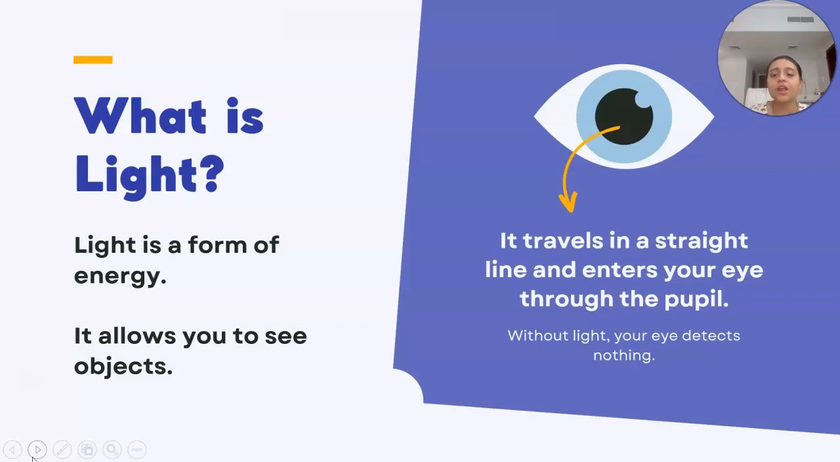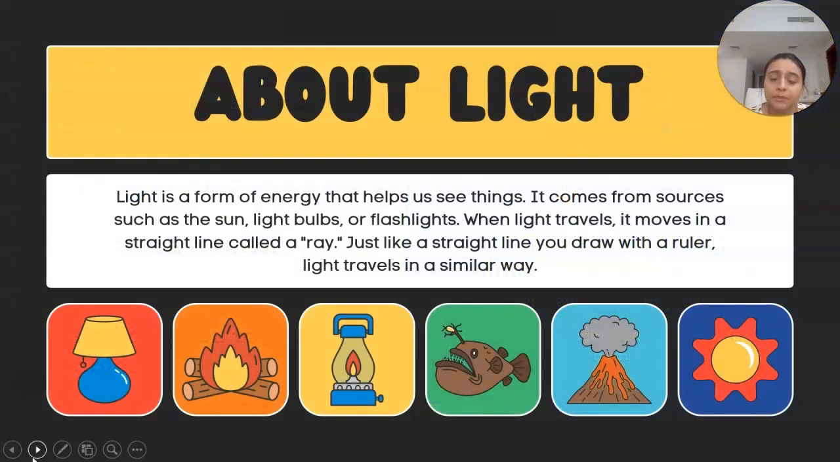So light travels in a straight line and enters our eyes through the pupil. So pupil is a part of our eyes. It helps us to see the objects. Without light, your eyes are not able to detect the object. Okay. So we will see further.